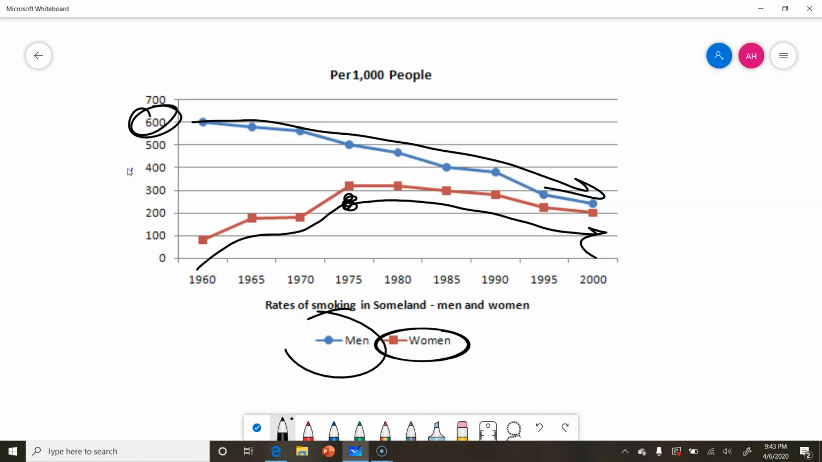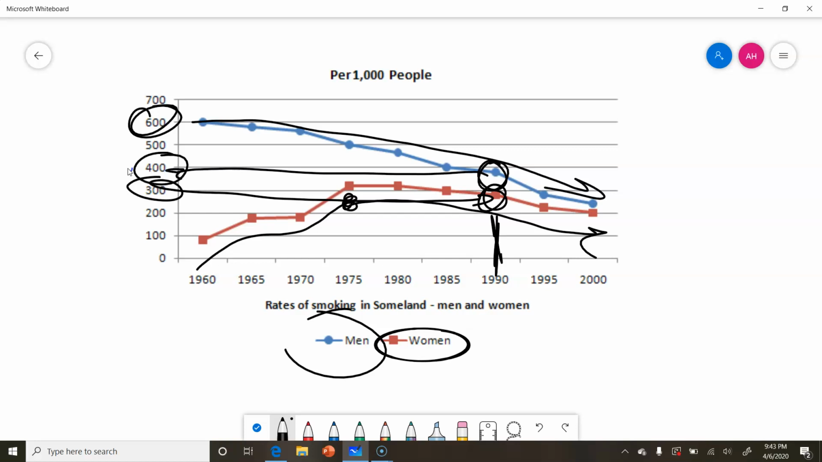If they ask you how many people are smoking in 1990, right here at 1990, you would say, oh, about 300 women, right? You see that? You match it with the 300, matches that line. And oh, about 400 men. Okay, you see that 400 right there. So that's just how we interpret those kind of graphs.